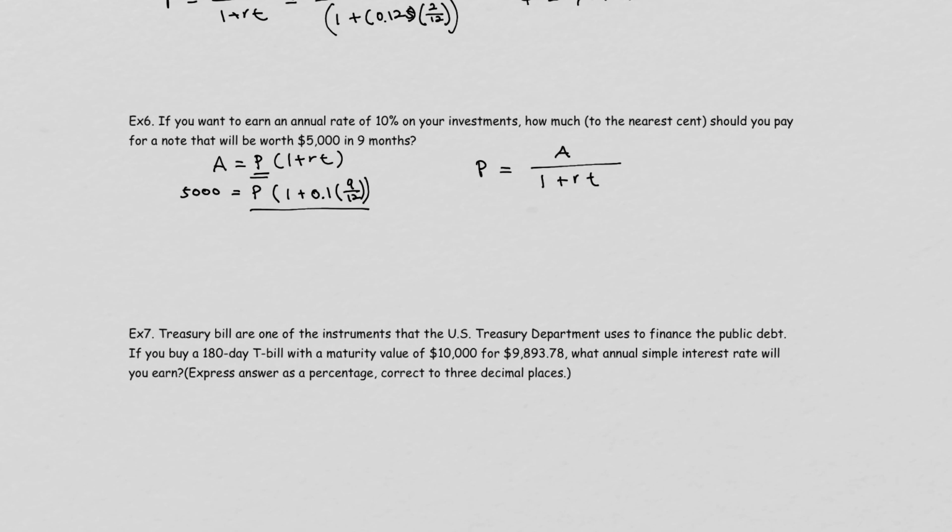Because at this point, you're going to divide by 1 plus 0.1 times 9 over 12. So that gets canceled out, and you do the same thing on the other side, which is the same as this one. It will give you, let's see how much, $4,651.16.